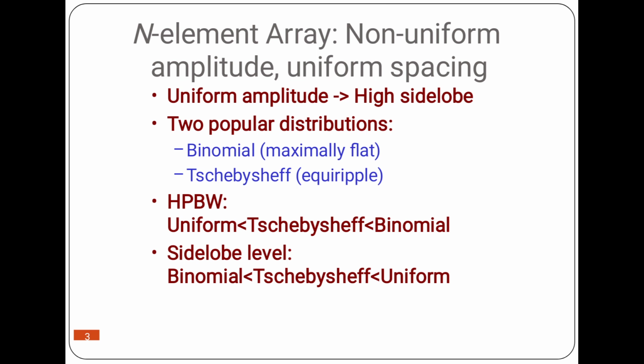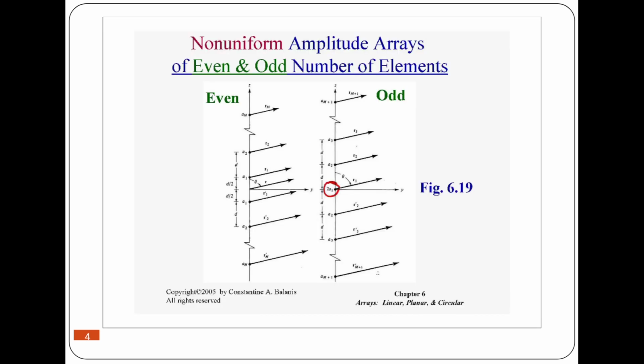Two popular distributions are binomial and Tschebyscheff equiripple. Half power beamwidth will be uniform for the Tschebyscheff and binomial distributions. So at the side lobe level, there are more number of lobes. In order to reduce these lobes, the binomial distribution, that is, the Tschebyscheff technique with uniform methods, is used.